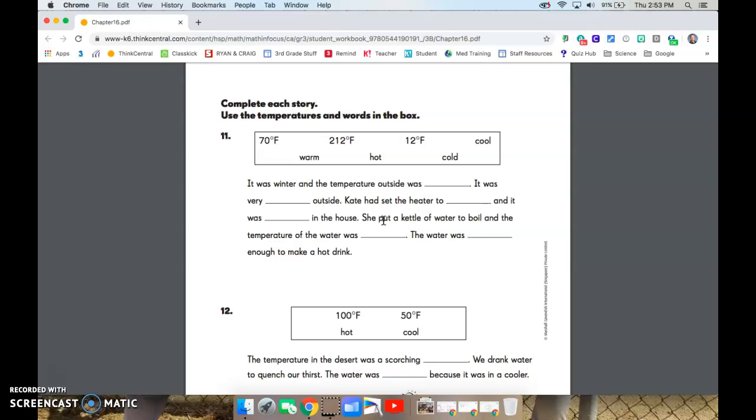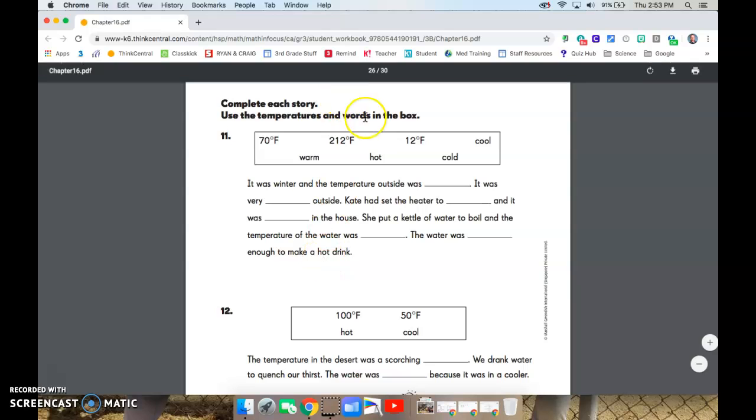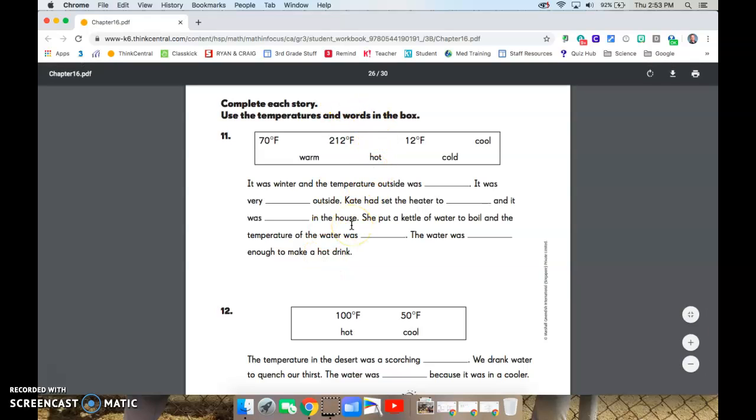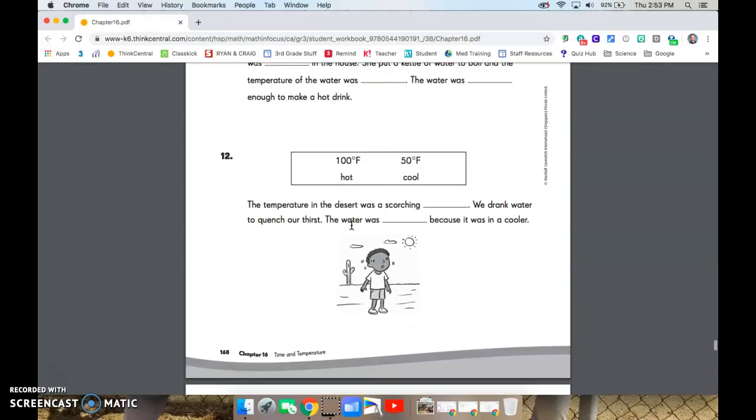She put a kettle of water to boil, and the temperature of the water was, oh, there's the boiling water, 212 degrees Fahrenheit. The water was blank enough to make a hot drink. It was hot enough to make a hot drink. That's kind of funny. All right.